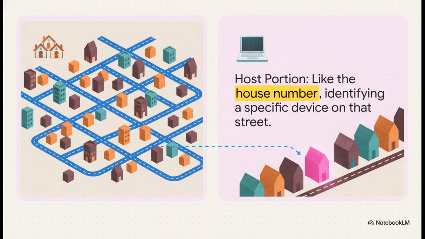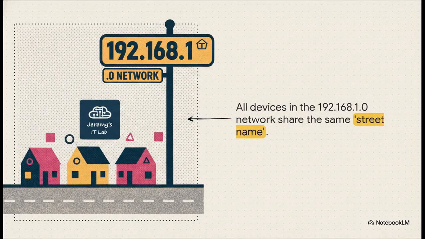Let's go right back to that postal analogy. The first part of an IP address is the network portion. You can think of this as the city and the street name. It gets the data to the right digital neighborhood. The second part is the host portion. That's the house number. It pinpoints the exact device on that street. Check out this diagram. It lays it all out perfectly. See how all the devices on this little network share the same network part, the 192.168.1?